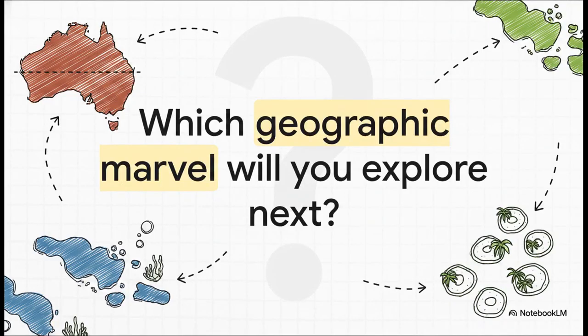We have journeyed from the arid outback of Australia, bisected by the Tropic of Capricorn, all the way down into the submerged depths of Zealandia and across the trembling atolls of Micronesia. You now have the tools to look at a world map not with confusion but with absolute clarity. So I'll leave you with this provocative thought.